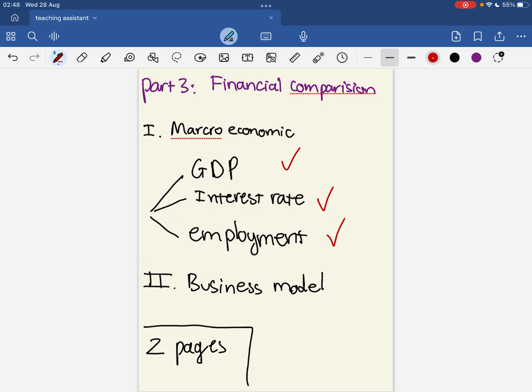Then we move on to the business models. How do they make money? What are their primary revenue streams? Are these streams diversified or do they rely heavily on one product or service? We all know that a diversified business model often suggests stability, while a more focused model could indicate vulnerability to market changes or volatility. Next, assess the financial statement.